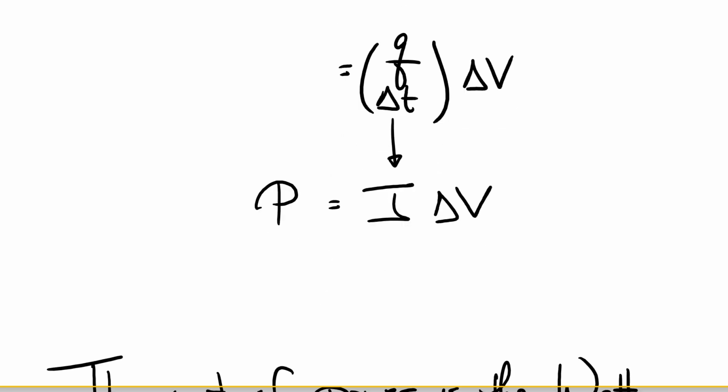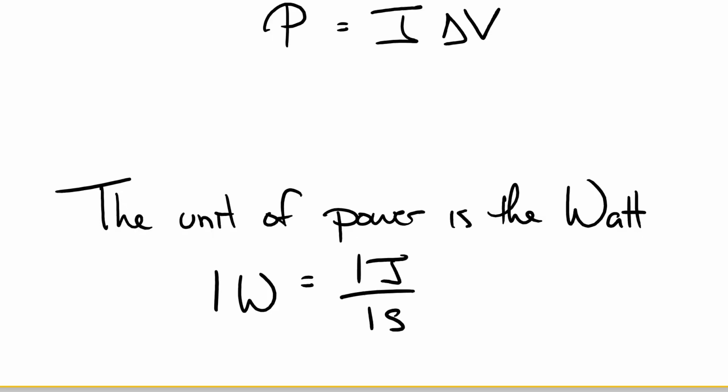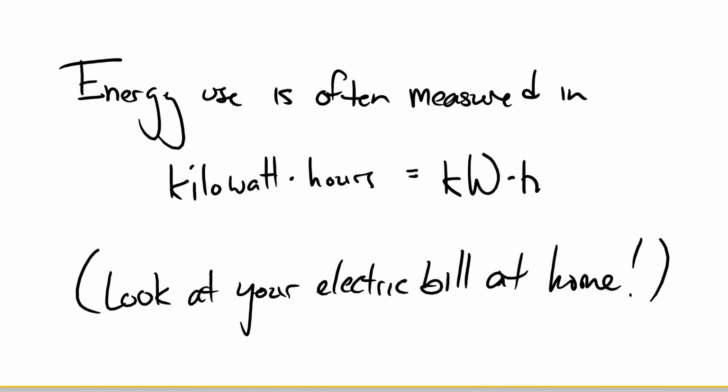Now, the unit of power is the watt. Watt, you ask? Well, a watt is a joule per second. You may have heard this before, either in terrible puns or when someone's talking about their electric bill. We often talk about the amount of energy consumed being measured in kilowatt hours. So a kilowatt is a unit of power, energy per time, and an hour is a unit of time. So a kilowatt hour is a unit of energy.